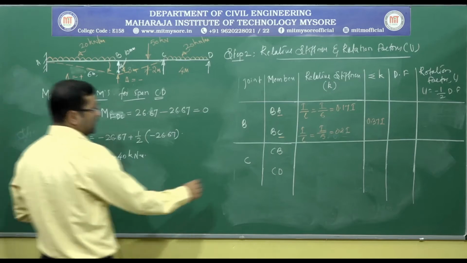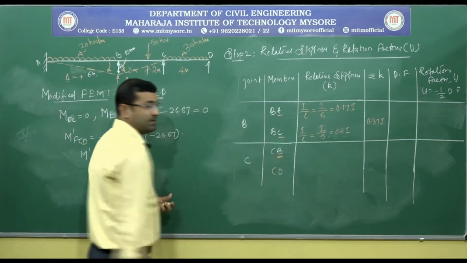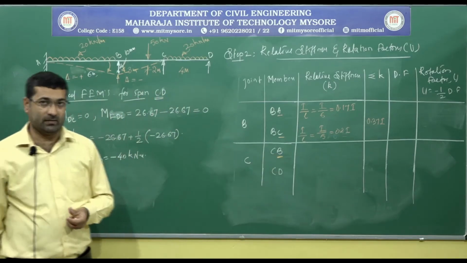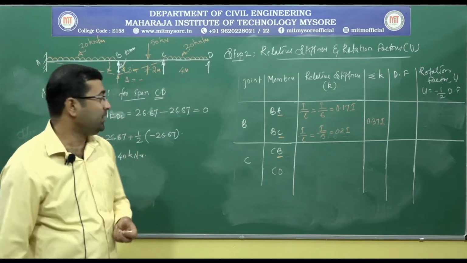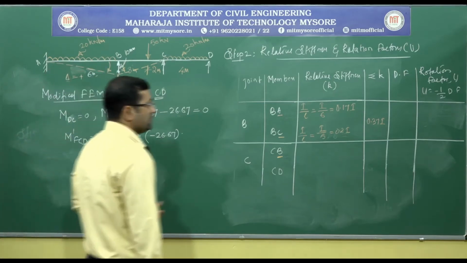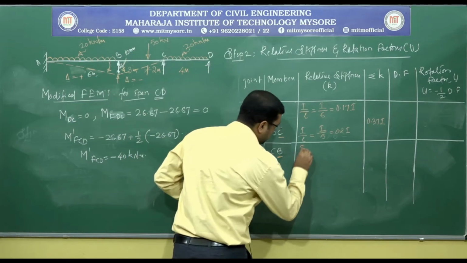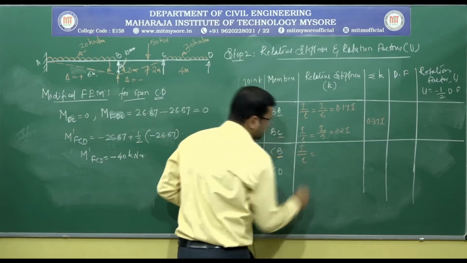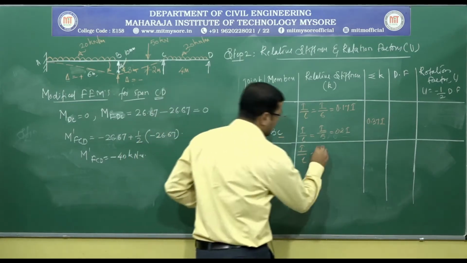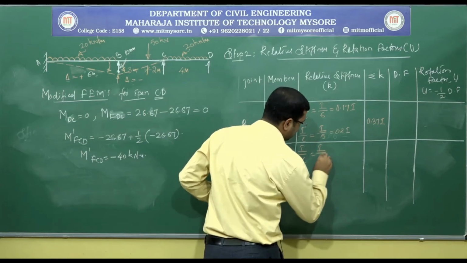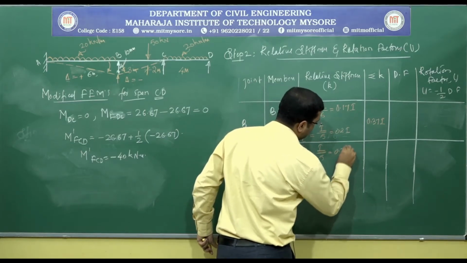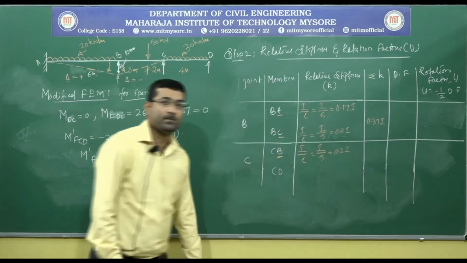For CB member, B is the far end and it is intermediate support. It is assumed to be fixed in nature. So, the relative stiffness is I by L. Here I is I, L is 5 meter. So, this is also 0.2 I.